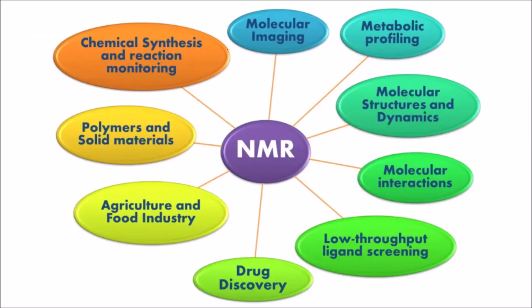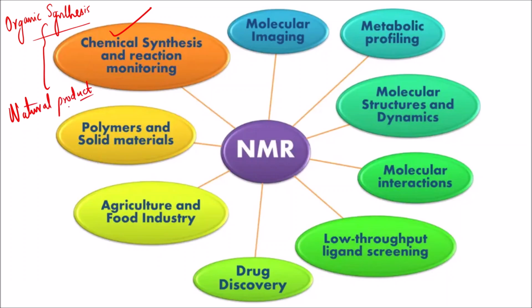There are several other applications of NMR, like chemical synthesis or reaction monitoring. In organic synthesis, you use the NMR machine to analyze the compounds, the natural products that you synthesize, or the intermediate compounds that you synthesize. You can determine the structure of that molecule using the NMR machine. It is a very important application.